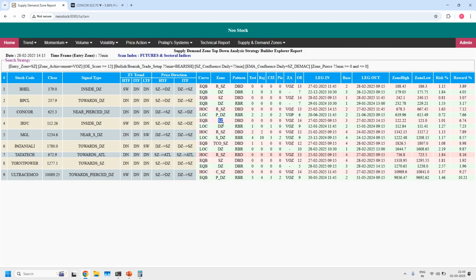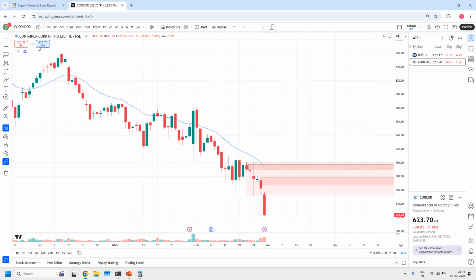supply zone and also has daily EMA confluence. Look into this daily, already tested 2 times. Maybe, I don't know, you get another third-time opportunity. If you get a third time, you will be lucky, right?